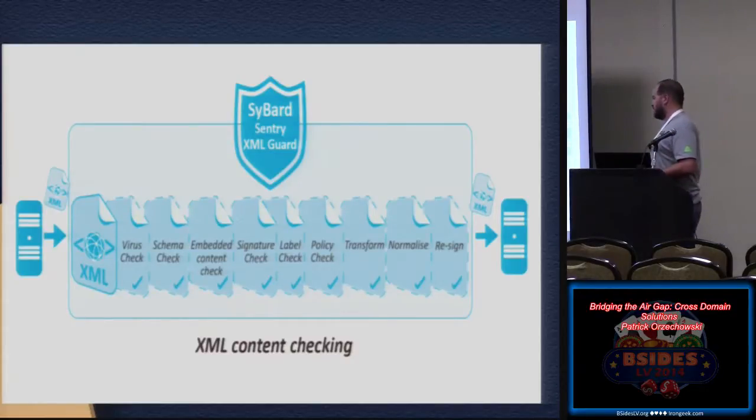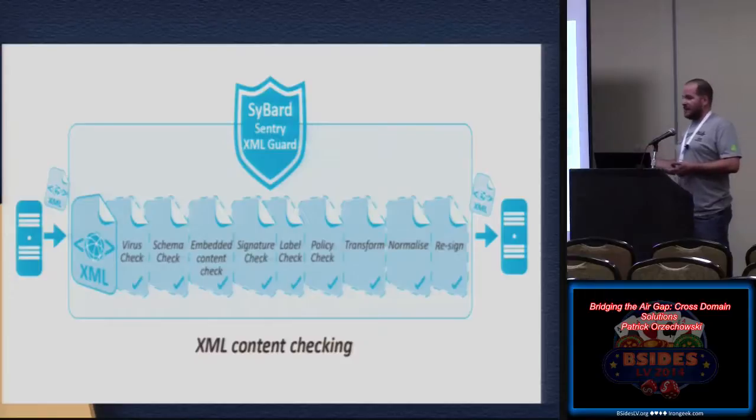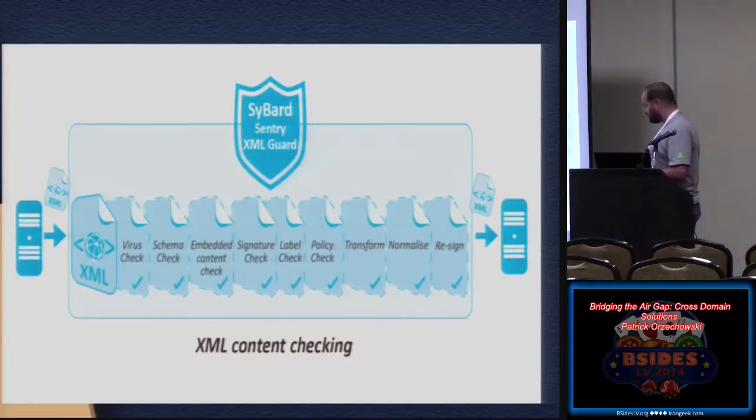And all sorts of other things, a sig check, label checking, transform, normalize. Transform and normalize would probably be something like data scrubbing. So if there's a dirty word in there, an acronym that's classified, it might drop that.